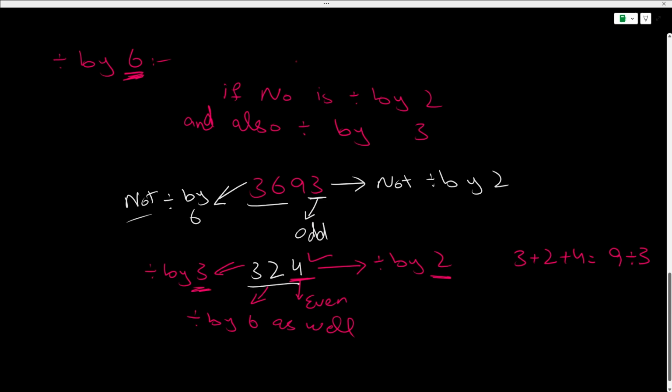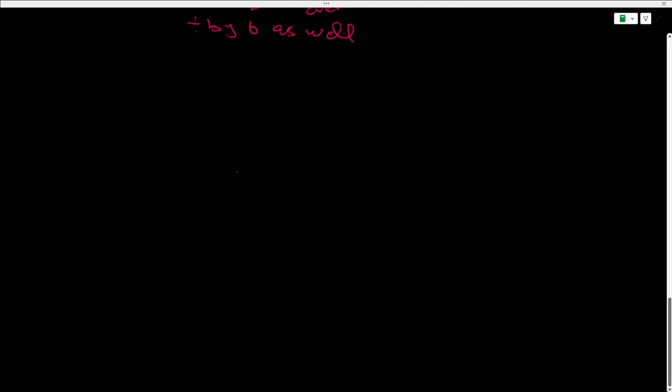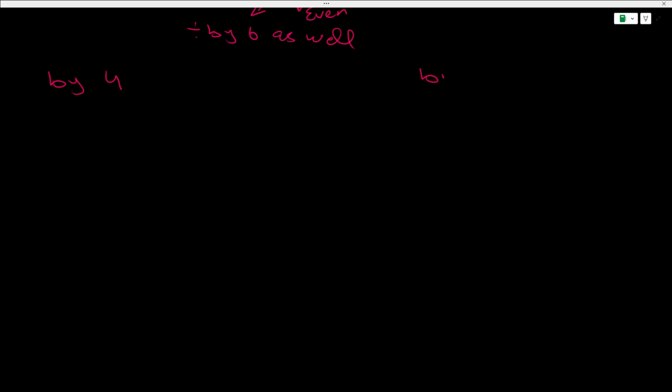Let me revise it. When we check the divisibility of a number, if the number is divisible by 2 and 3, we can say the number is also divisible by 6. The next divisibility rule which we are going to learn is by 4 and by 8. It's very easy.